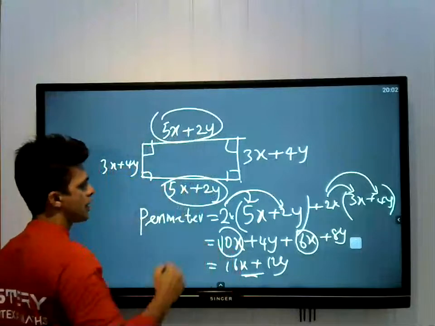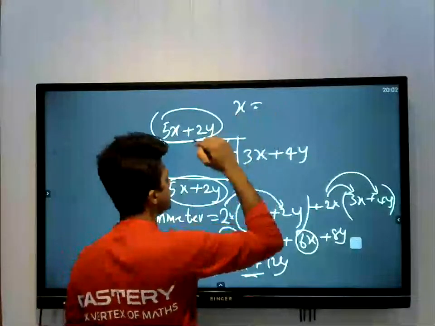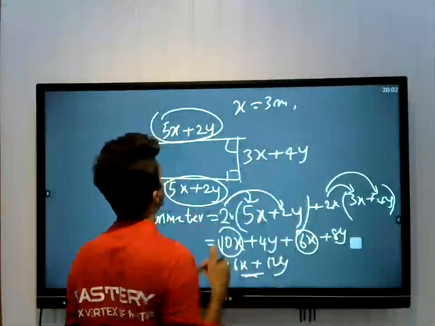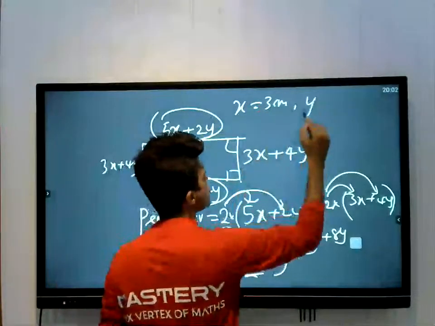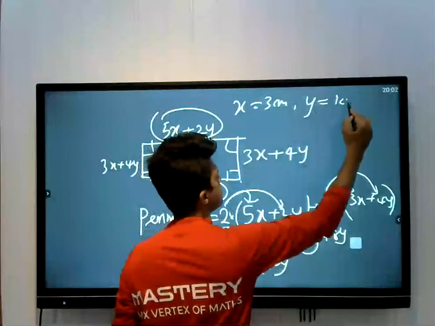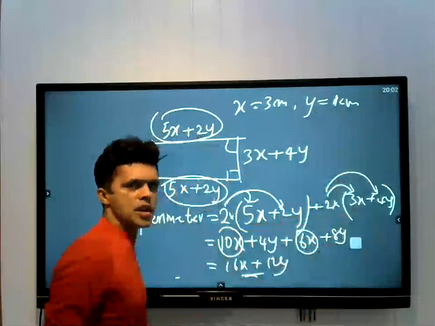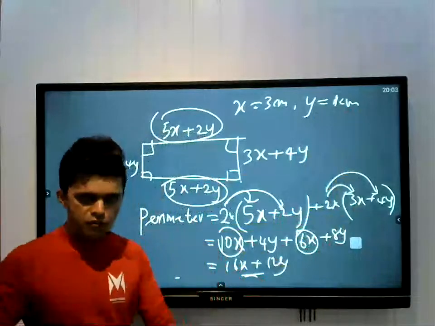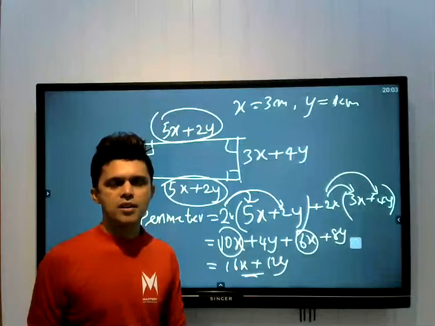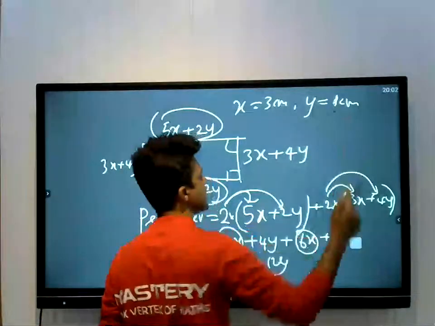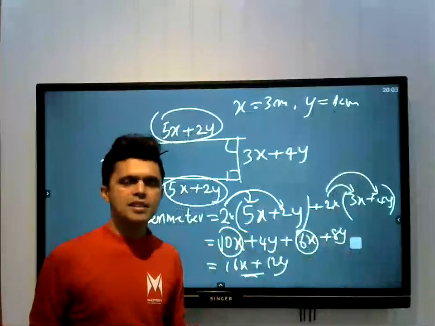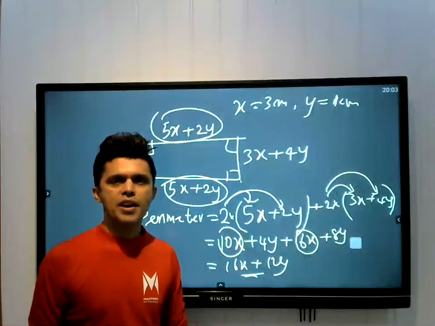Eventually it gives the values of x and y, that x equals 3 cm and y equals 1 cm. Just imagine that these values are given, right? x equals 3 and y equals 1. Now how can you do this?